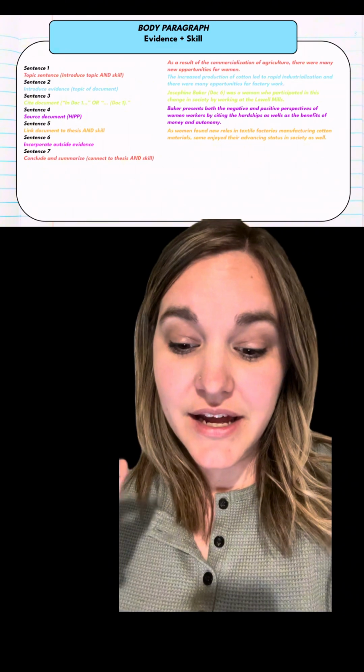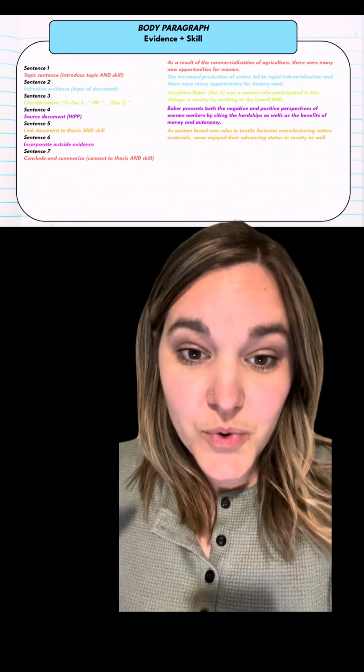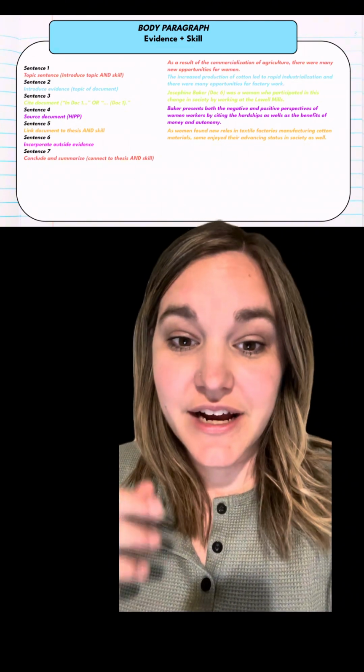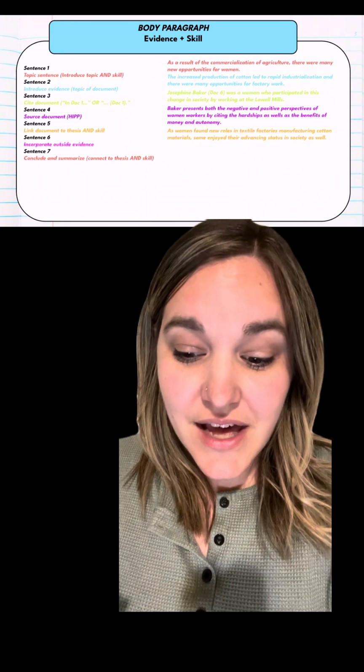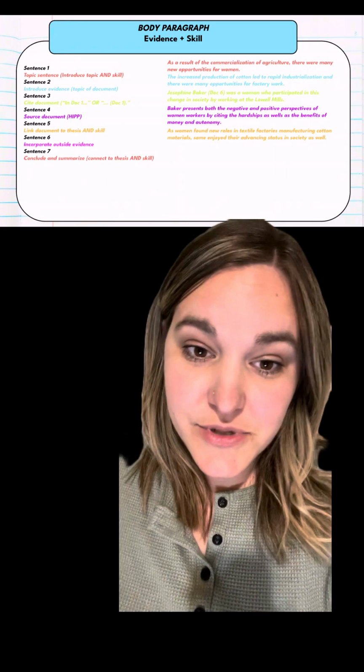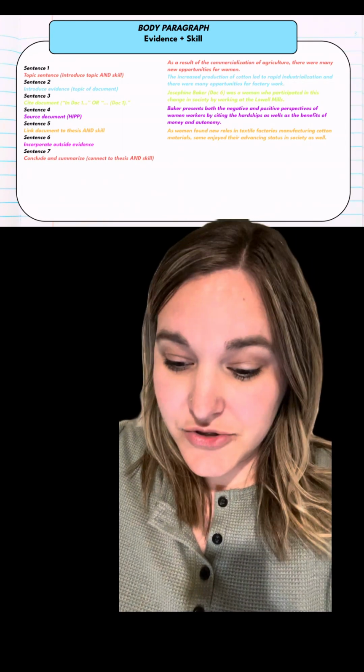Here is the key part though. Now you need to link it back to the skill, link it back to the thesis. This is where most students stop and they don't get the points because they skip this last part here. As women found new roles in textile factories manufacturing cotton materials, some enjoyed their advancing status in society as well. So because you addressed the autonomy and you addressed the having their own money in their previous sentence, you're able to demonstrate how that was an advancement in their status in society.